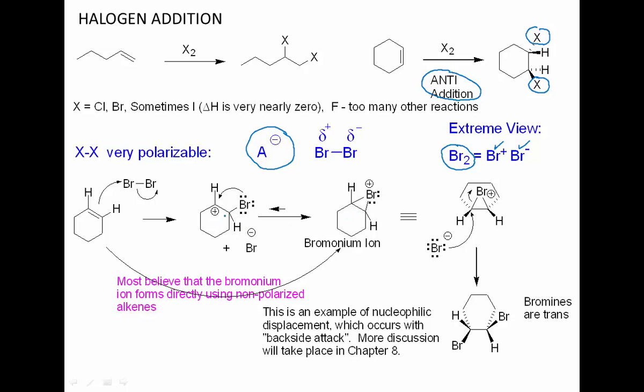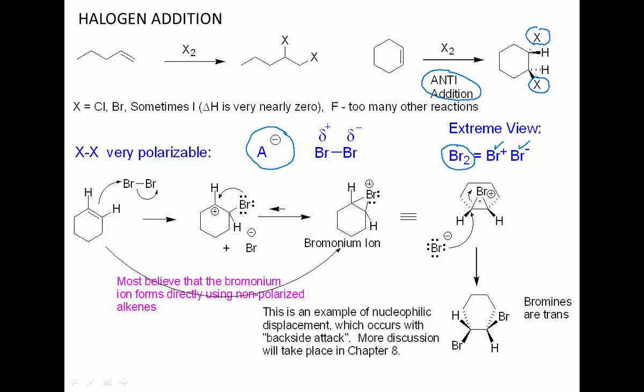However, there are cases where the alkene is polarized. We'll see some of those later, where it's thought that the reaction might occur in two steps. But for most of the alkenes that just have alkyl groups on them, this is really what's thought to be happening, the direct formation of the bromonium ion.